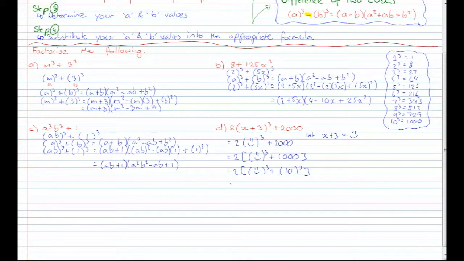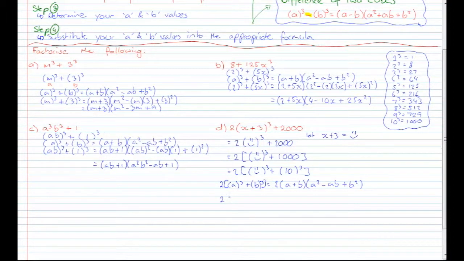Alright, going through now and writing out the formula. So we've got our a cubed plus b cubed is going to be equal to a plus b, a squared minus ab plus b squared. But we know that we've actually got a 2 out the front now, so what we're going to be able to say is if we multiply that by 2, then we're going to be able to put a 2 out the front here just like that. Alright, so let's go through and finish that off.